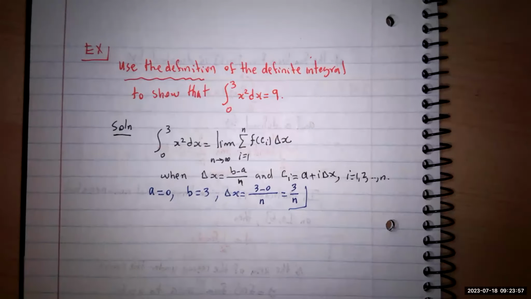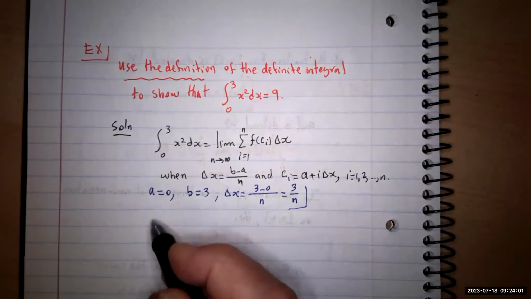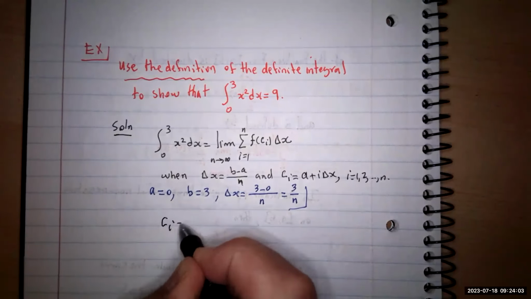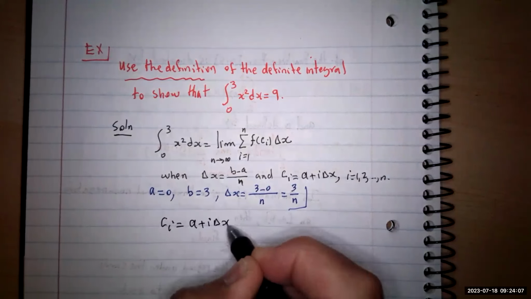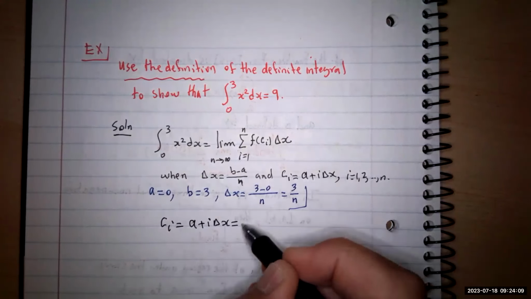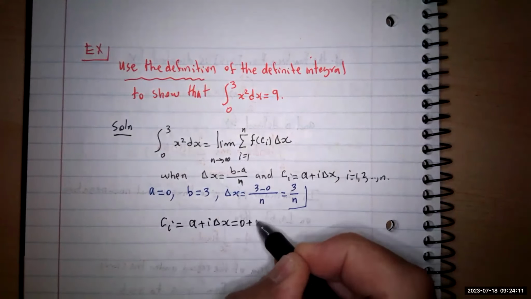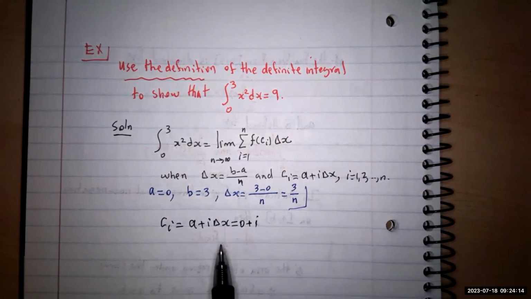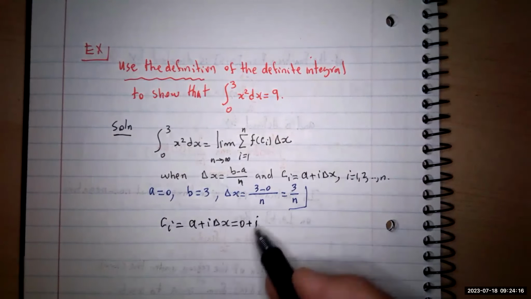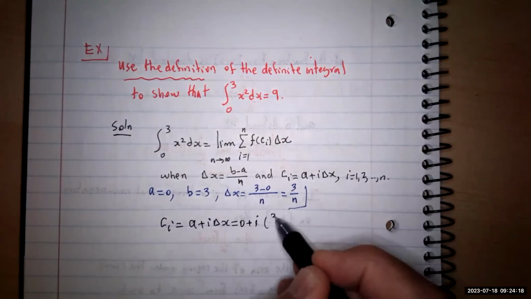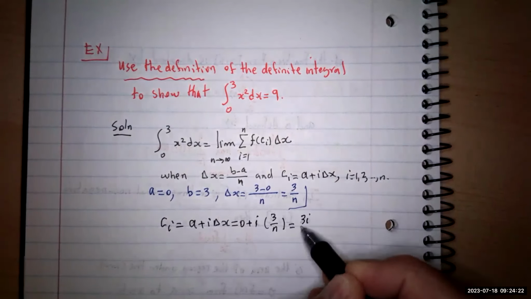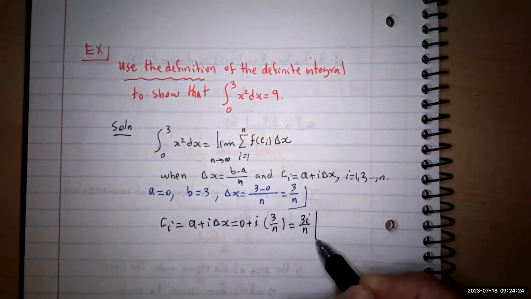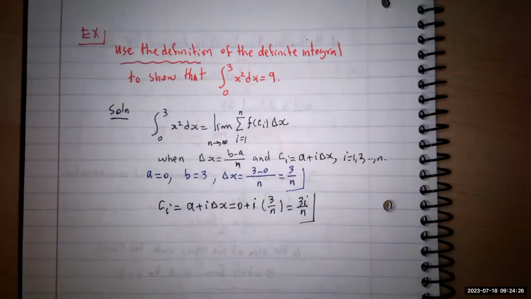Step 2, ci. What's ci? Ci is a plus i delta x. What is a? a is 0, plus i times delta x. What is delta x? Delta x is 3 over n. So the result would be 3i over n. This is ci. Question?